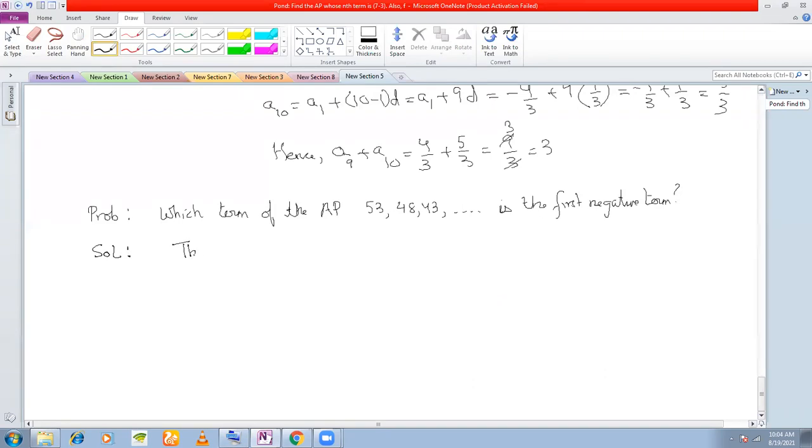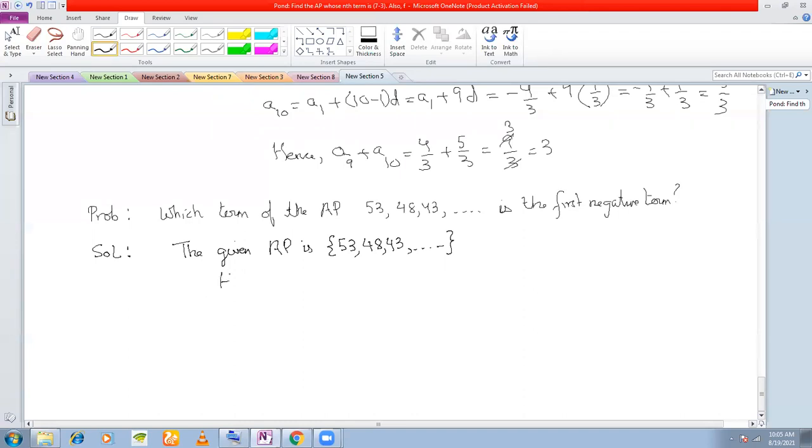Let's first write the given AP. Okay, this is the given AP. Now, if you see, the terms of the AP are progressively decreasing, right? So 53, then 48, then 43, and so on. It will continue to decrease until it reaches 0, and then the negative numbers, right?